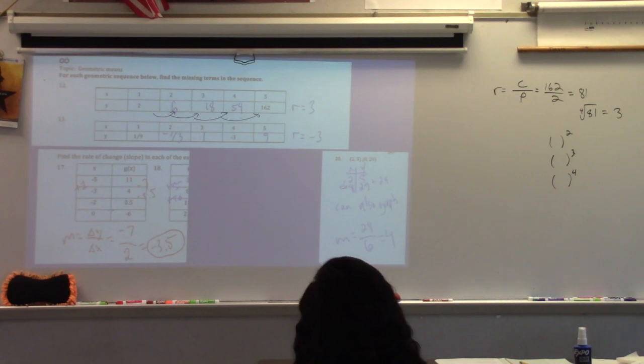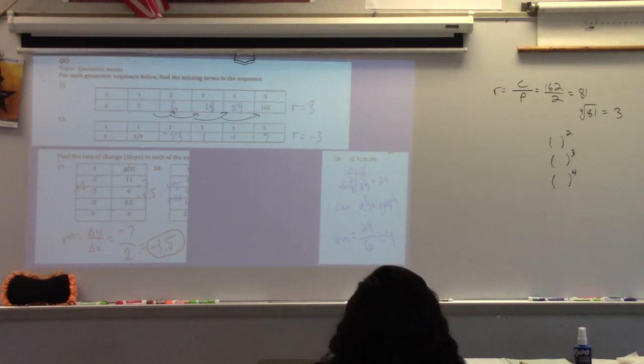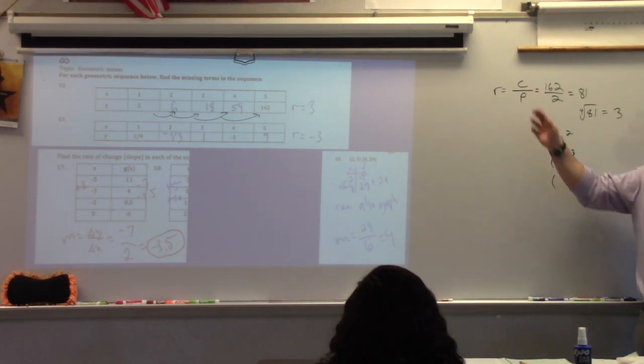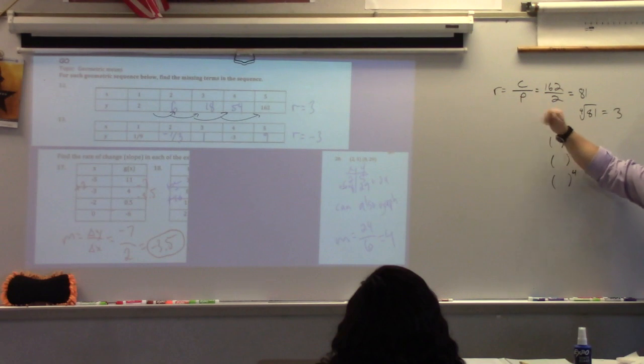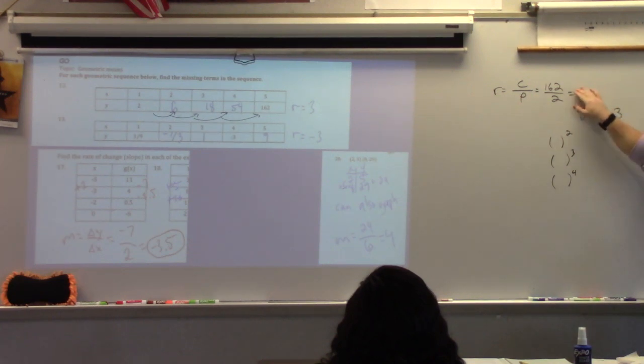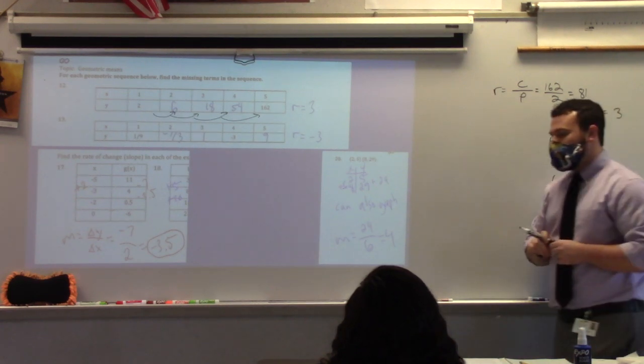I will say though that this is not necessarily my favorite way to approach it. I'll show you the way I would do it in a second. But it is good to note that it is an idea of a ratio, current divided by previous. We just have to recognize that that 81 was over 4 multiplications, so that's how we get it.